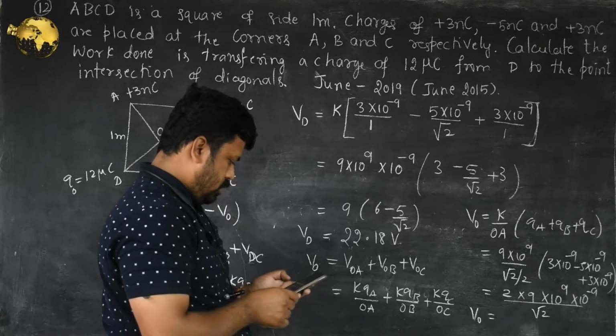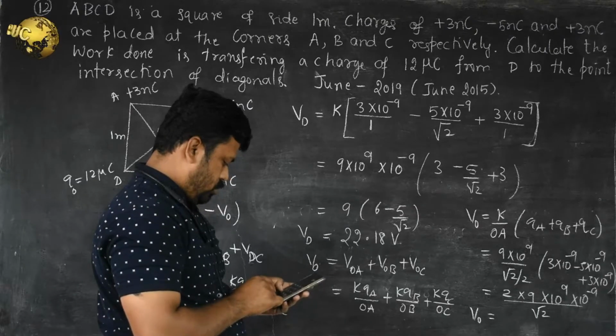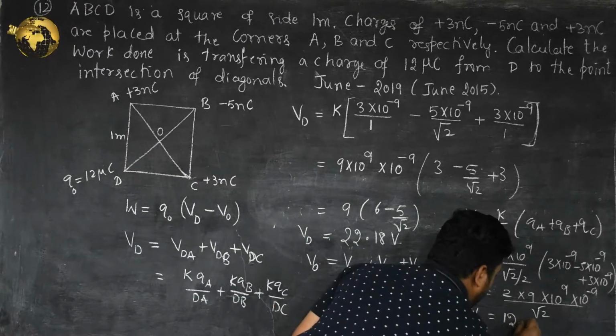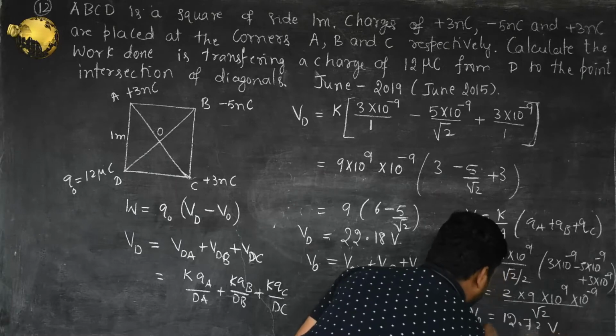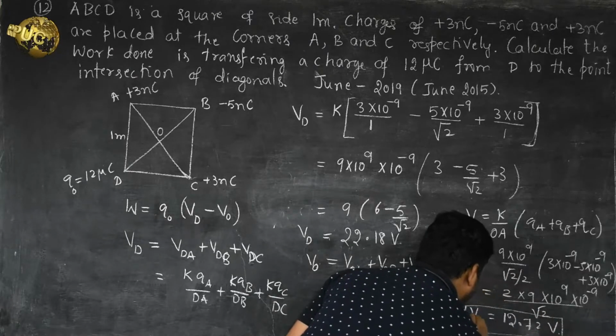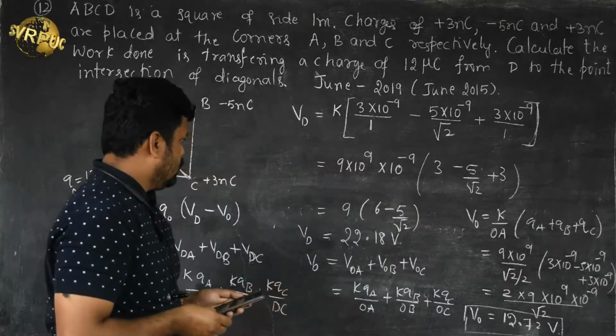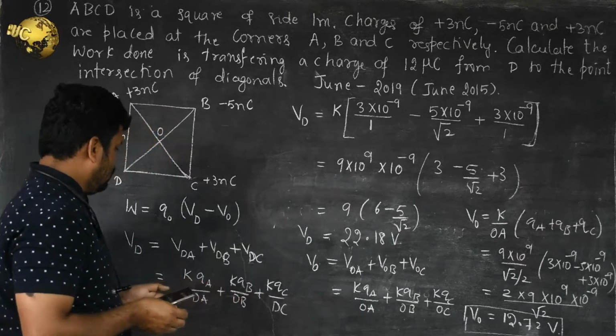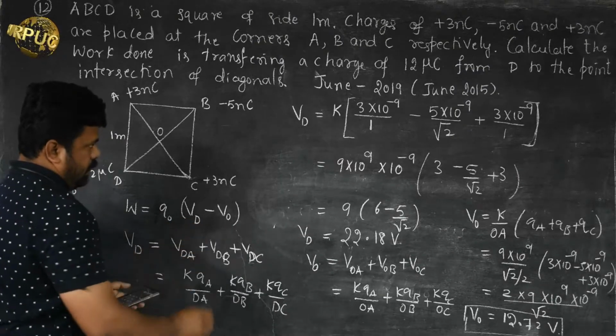On solving this, we get 18 divided by root 2, so 12.72 volts. So the potential at O is 12.72 volts. So let's find out the value of work done.